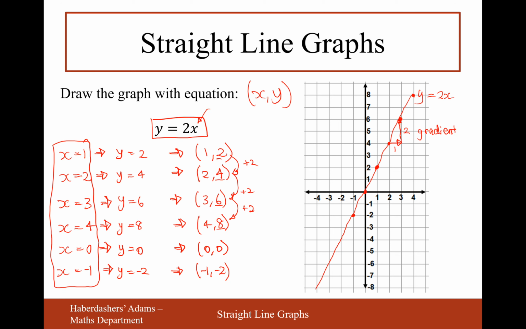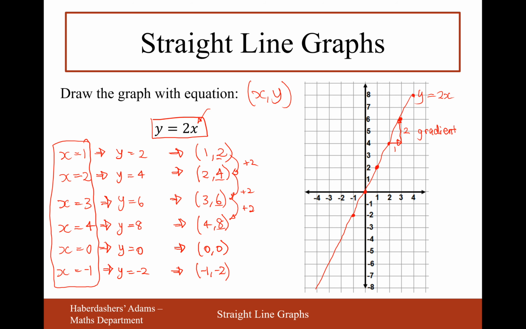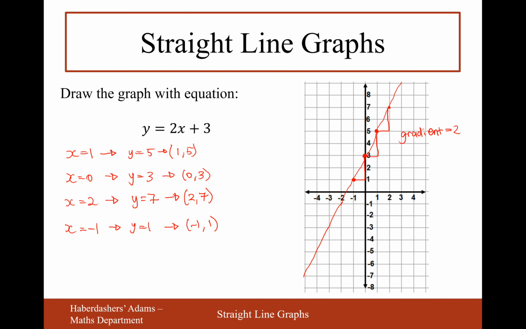If you compare this answer and this answer, the difference is that this answer here has just been moved up by 3 compared to this previous answer here. You can see that this coordinate here is at 1, 2, and on this graph here is at 1, 5. So every coordinate has moved up by 3 for this line here. And that's what this part of the equation is doing. It moves the line up or down, because it could be a negative number, by however much you want it to move up or down by.